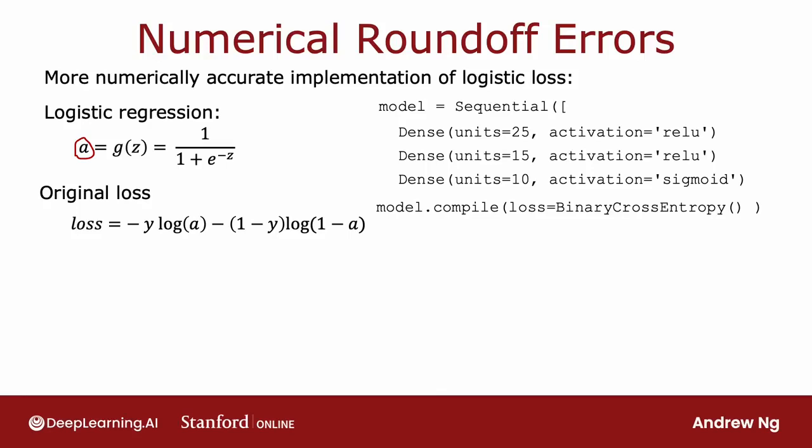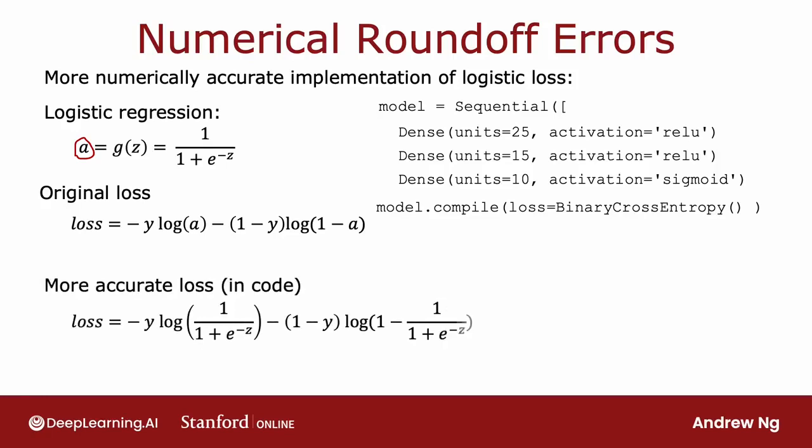But it turns out that if you allow TensorFlow to not have to compute a as an intermediate term, but instead, if you tell TensorFlow that the loss is this expression down here, and all I've done is I've taken a and expanded it into this expression down here, then TensorFlow can rearrange terms in this expression and come up with a more numerically accurate way to compute this loss function.